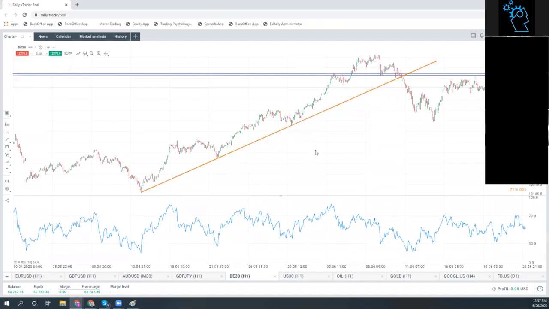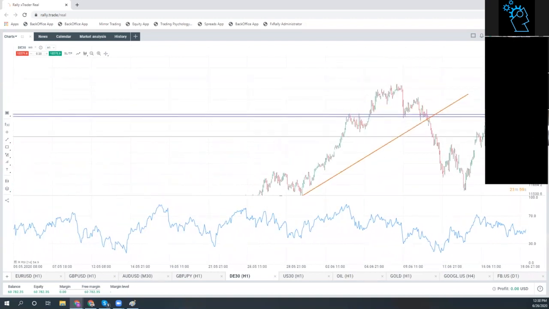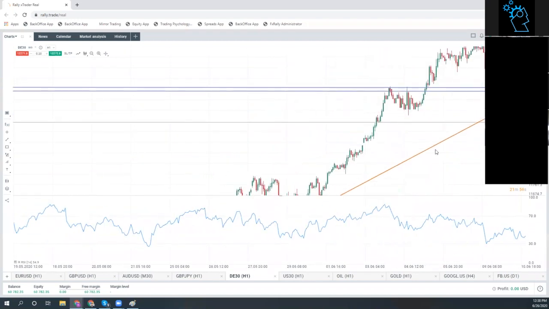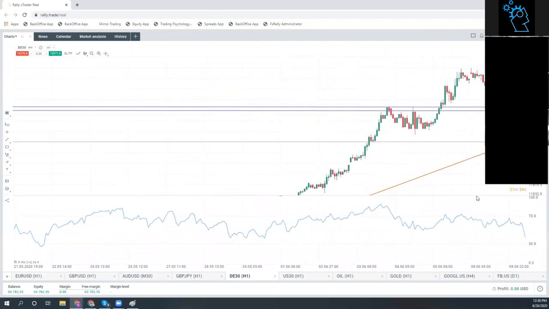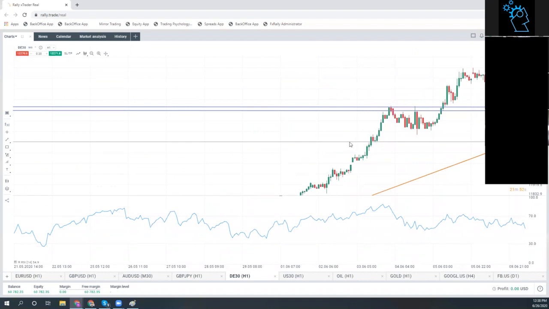This was a very nice trend line here, which was broken. And looking at the price move around here, let's say we would have been on the uptrend, very nice. We would have traded the corrections, which were very interesting.